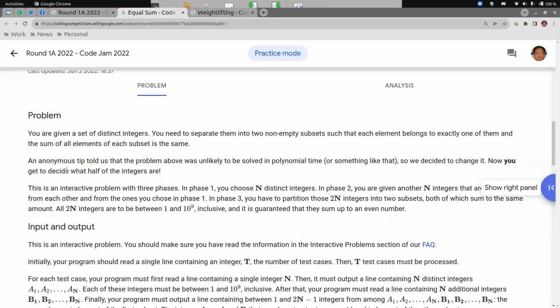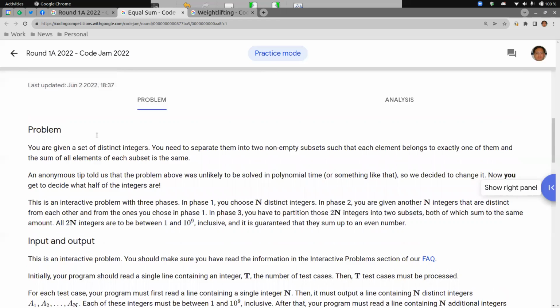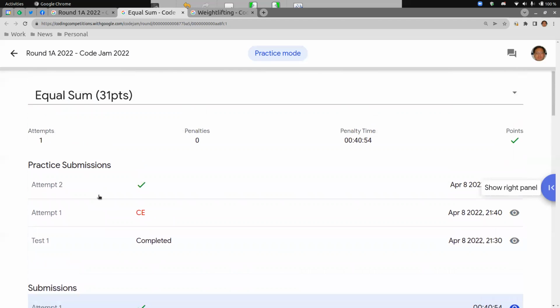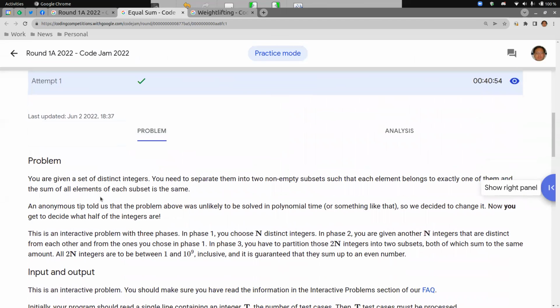And there's actually a name for this. It's called the equal sum problem, which is the title of the problem. It says an anonymous tip told us that the problem above was unlikely to be solved in polynomial time or something like that. So we decided to change it. If they didn't change it, if that's all you're given, a bunch of numbers you have to separate into 2 equal parts, that problem is what is called NP hard. And it's a problem that basically nobody knows how to solve quickly.